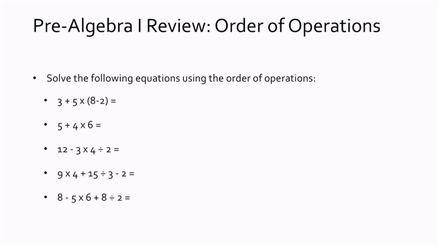Pause this video and give these equations a try, remembering the order of operations. All right, so on this first one, we have a parenthesis, so we have 8 minus 2, and that has to happen first, which is 6. And then we have multiplication, 5 times 6 is 30, so 3 plus 30 is 33.